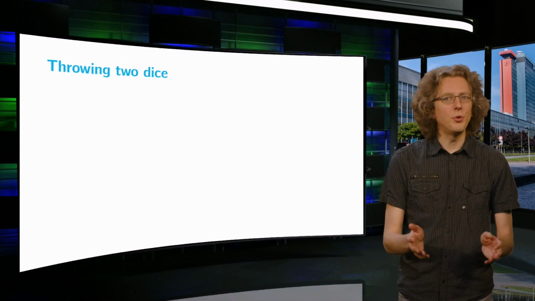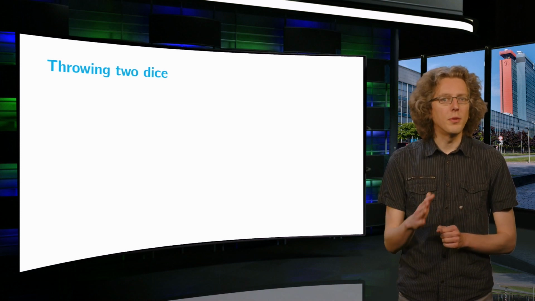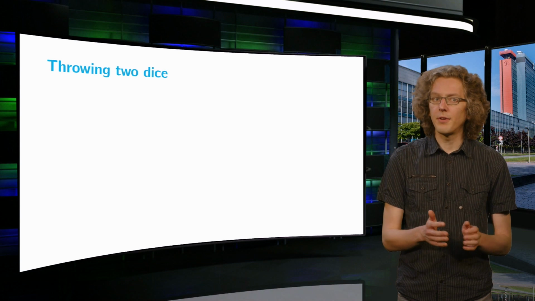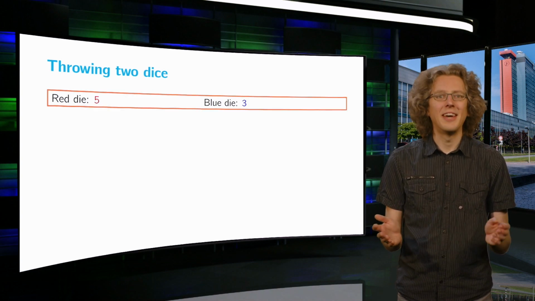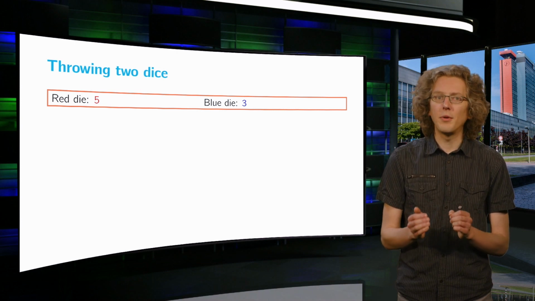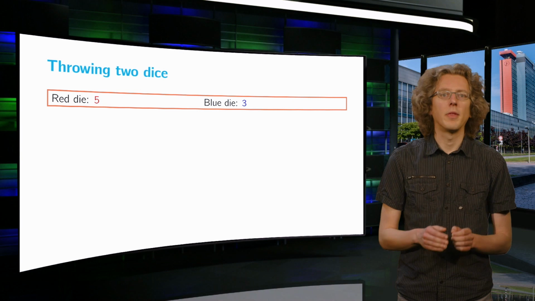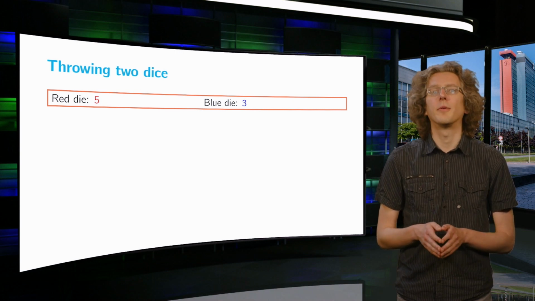Suppose you have two dice, a red one and a blue one. You throw them both and the red one gives a 5, the blue one gives a 3. Congratulations! You have just conducted a random experiment and you have found an outcome. In this course, we will be tackling these kinds of experiments.